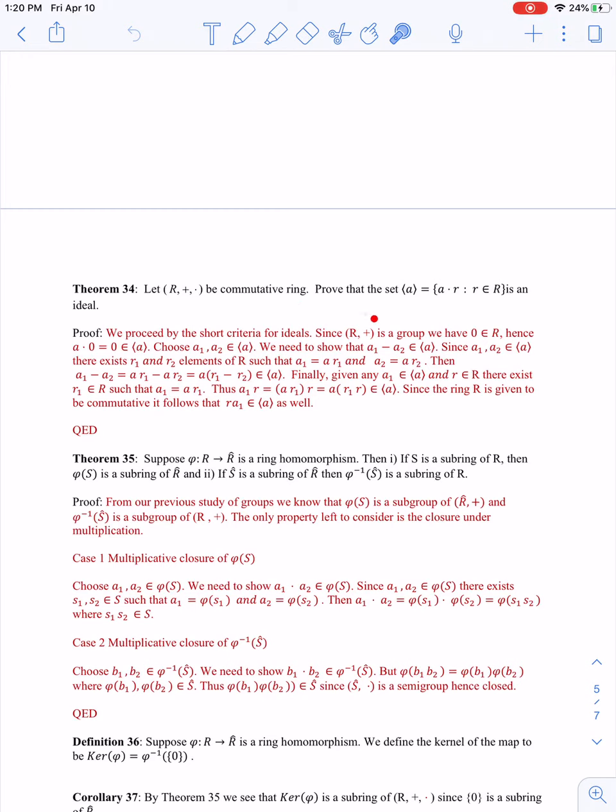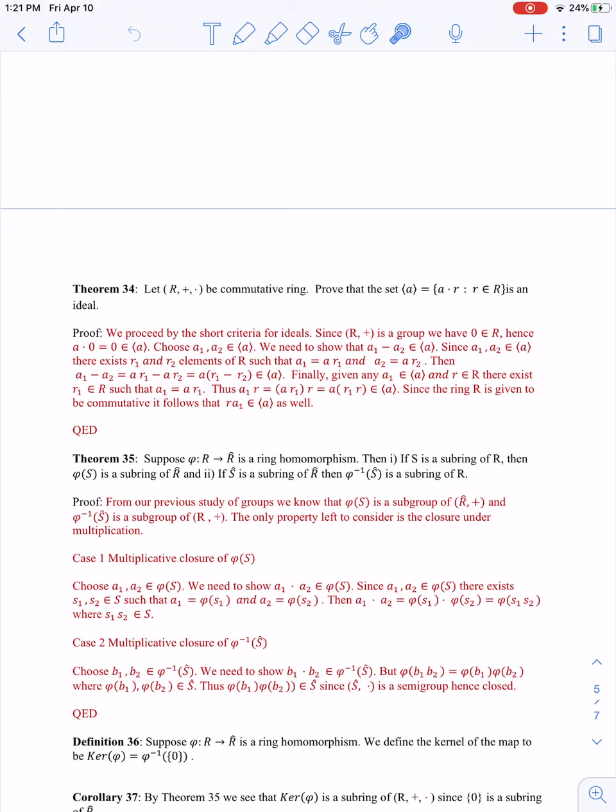And so we've got, since R plus is a group, every group has the identity, so 0 is in R. And notice I could write 0 as A times 0. We proved that before. So since I've written it as A times something in R, that's in the subring generated by A, so 0 has got to be in there. So what have I just shown? That this set is non-empty.